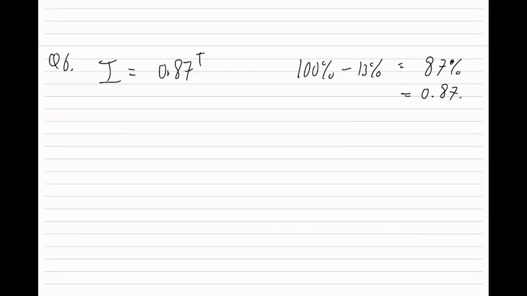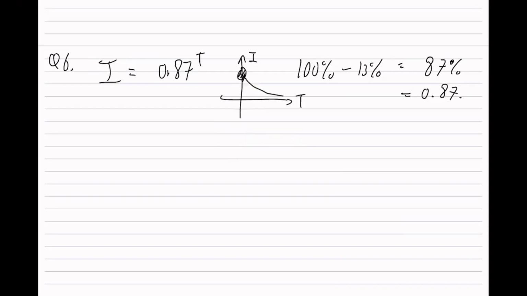So basically the graph looks like this. I here, T there. The thicker it is, the lower the intensity of the light. It just keeps decreasing. Technically the thickness cannot be negative, right? So it should be like this. That's how the graph looks.